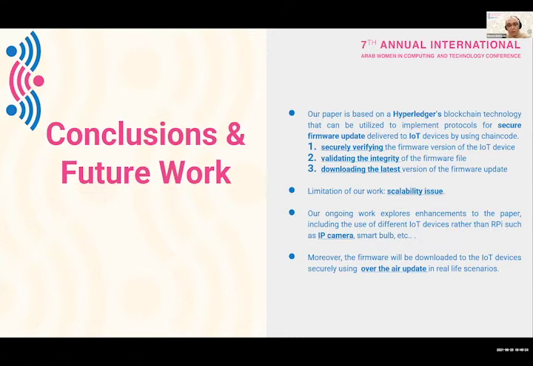And so our ongoing work can explore using an IP camera or smart bulb as a real IoT device instead of using a Raspberry Pi, as we demonstrated our work using a Raspberry Pi as the IoT device. And also we can download the firmware to IoT devices using over-the-air update in a real-life scenario, like contacting a real vendor and doing it in a real home scenario.